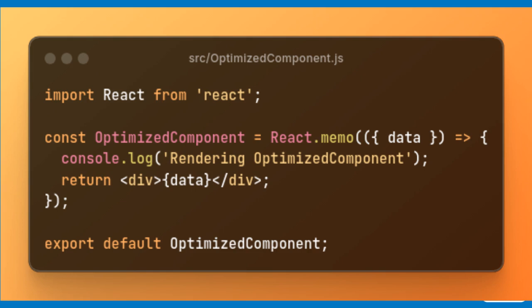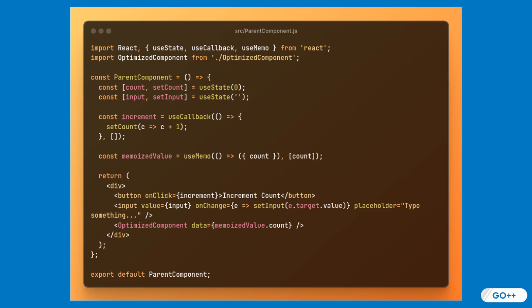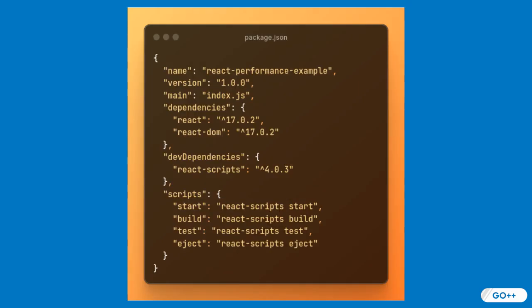Let's look at a practical example of how we can use React.memo to enhance performance by minimizing re-renders. In this example, we'll create a functional component and wrap it with React.memo to prevent it from re-rendering unless its props change. Next, let's see how useCallback and useMemo hooks can further optimize performance by memoizing functions and values respectively, preventing unnecessary re-renders. Now, let's ensure our development environment is set up correctly, including the necessary dependencies and config files.